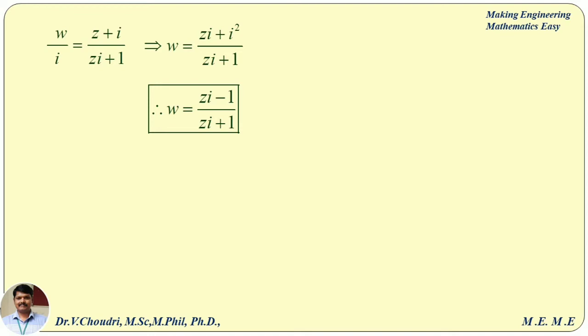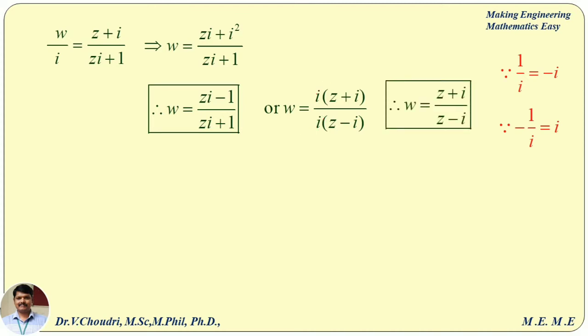Now, we may keep this result as it is, or we may modify the result by taking i outside from numerator and denominator using 1 by i equal to minus i, minus 1 by i equal to i. Cancelling i from numerator and denominator, we get z plus i divided by z minus i. This is also one of the required bilinear transformations.